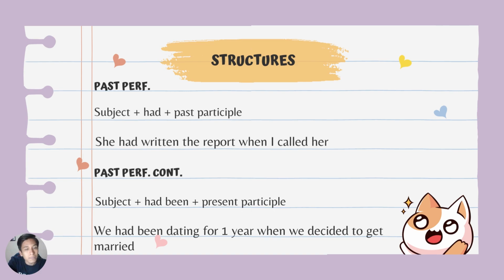Then the past perfect continuous, which is almost the same. It is formed by a subject, then had been, and finally, in this case, the present participle of a verb. We had been dating for 1 year when we decided to get married. You know that the present participle of a verb is basically a verb with ing. We had been dating.